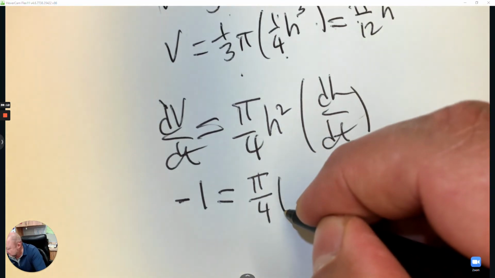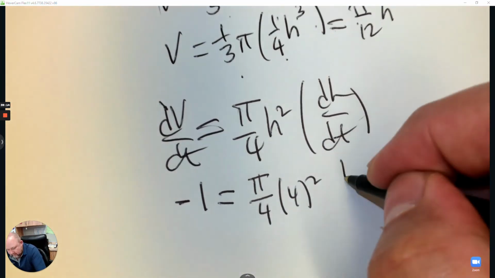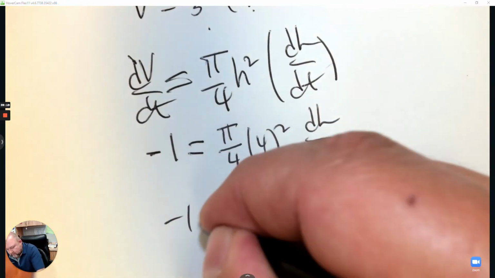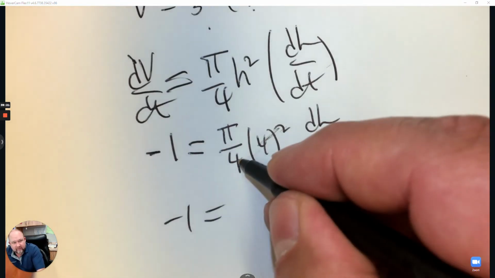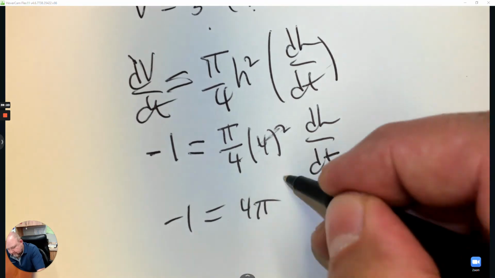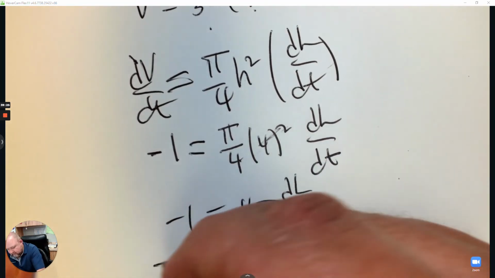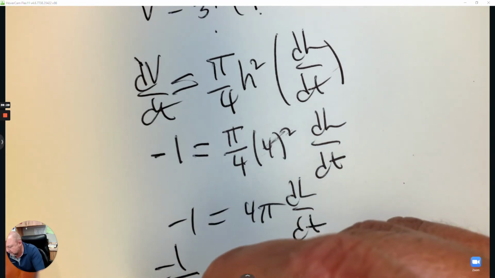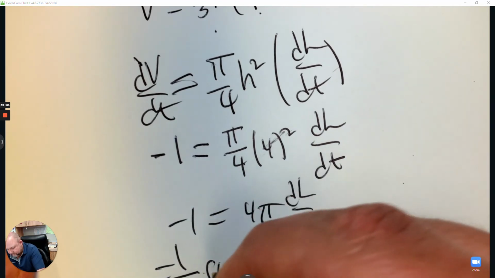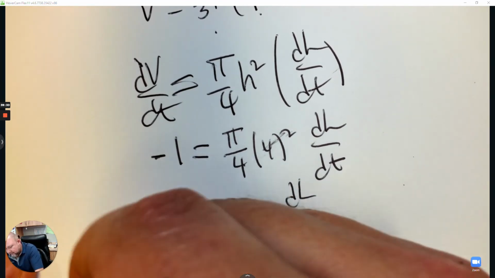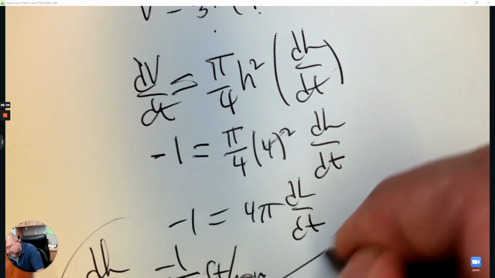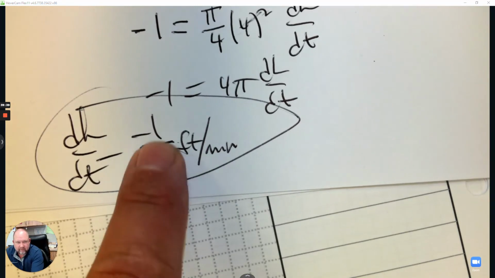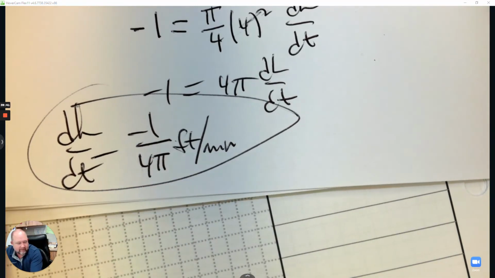The height is 4, and I'm looking for this. 16 divided by 4 is 4, and then divide and you have your answer. And that would be feet per minute. So the rate of the height as it's leaking, the height is losing that many feet per minute with that rate.